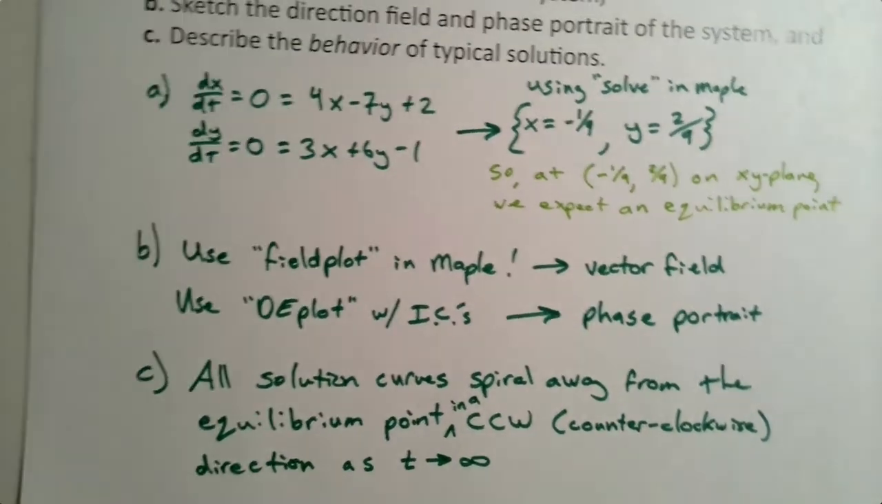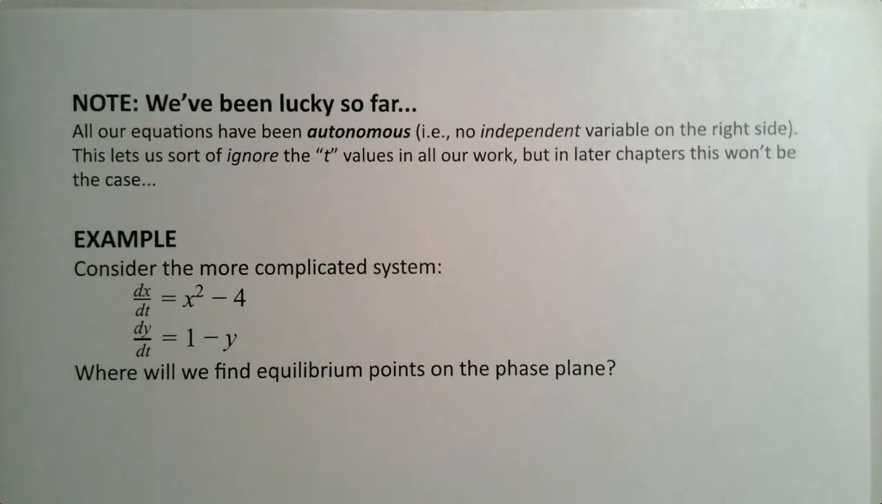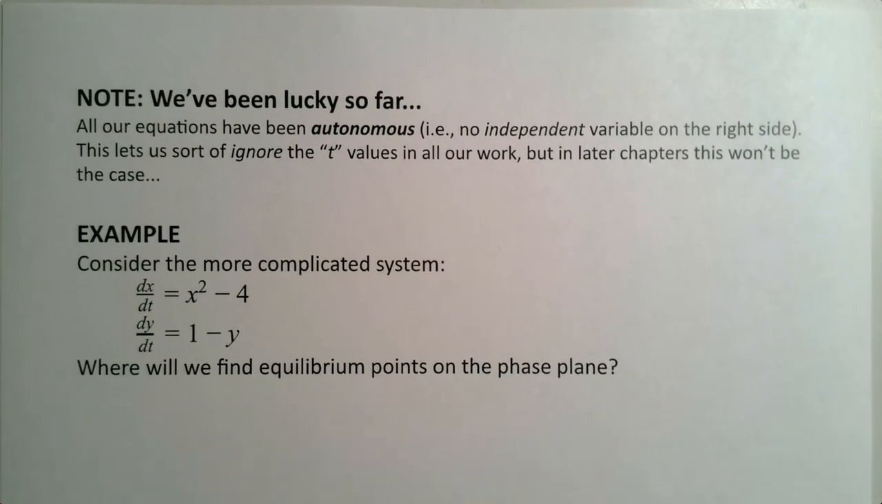So there's one more example at the top of that last page in the notes. It says we've been lucky so far, since all of our equations have been autonomous. That is, no independent variable on the right-hand side. And that sort of lets us ignore the t values in all our work. But in later chapters, that's not always going to be the case. We're not always going to be so lucky. But for right now, we're going to take it and run with it.